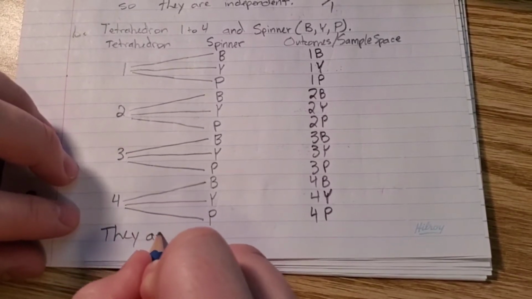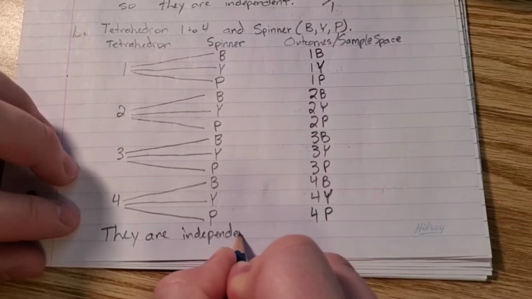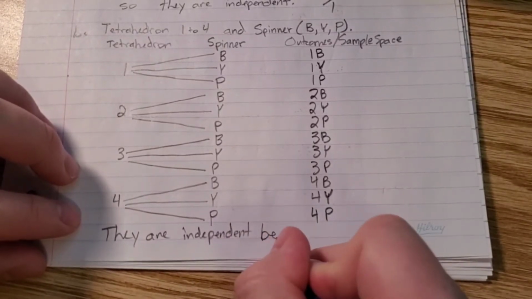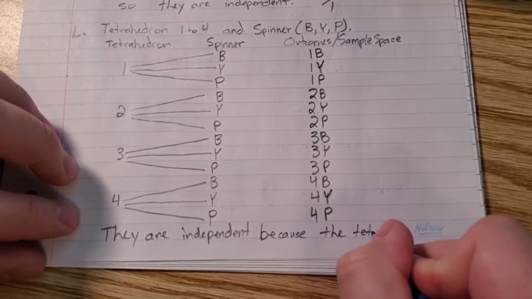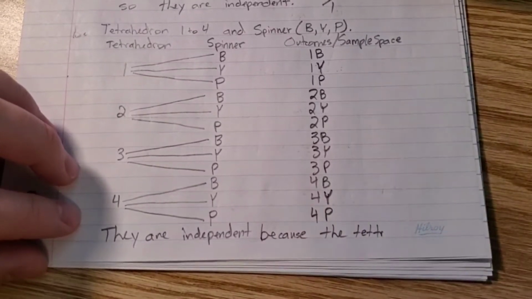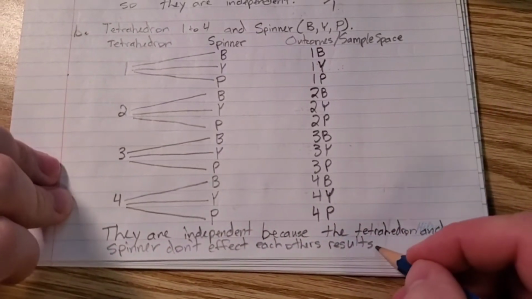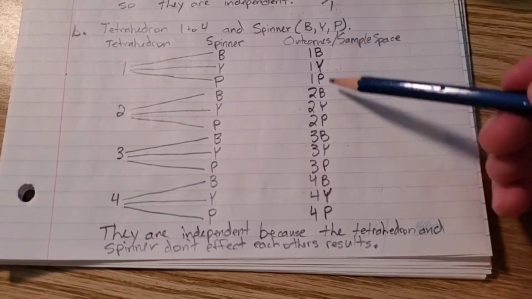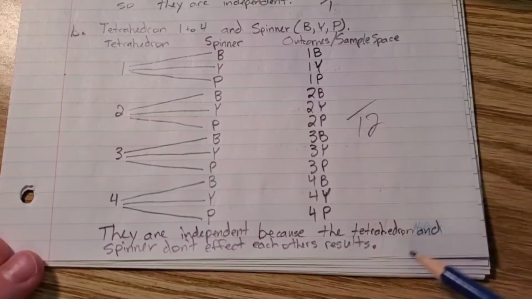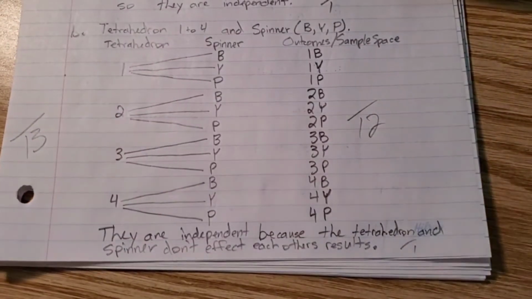They are independent because the tetrahedron and spinner don't affect each other's results. There are 12 different options in the sample space, so that's 12 marks plus 1 here. So question 1B is out of 13.